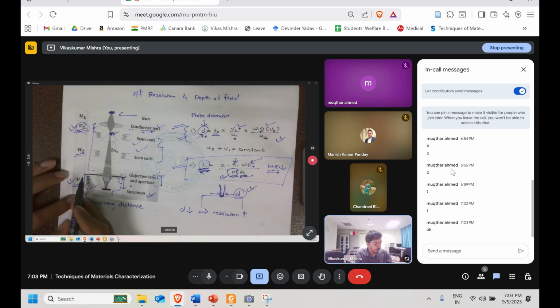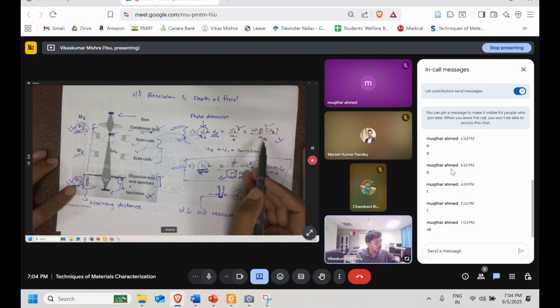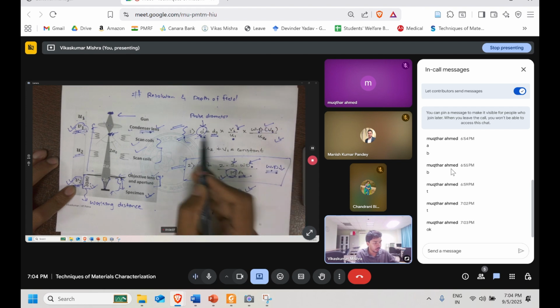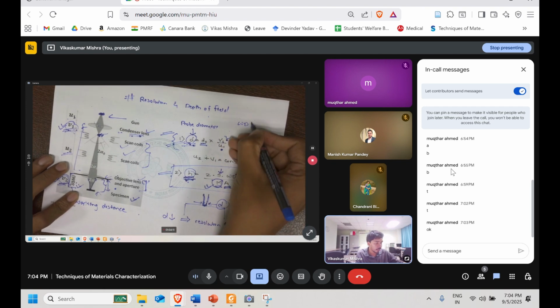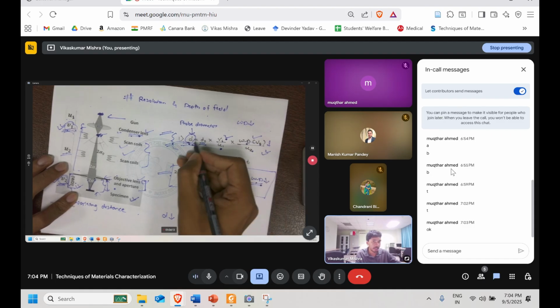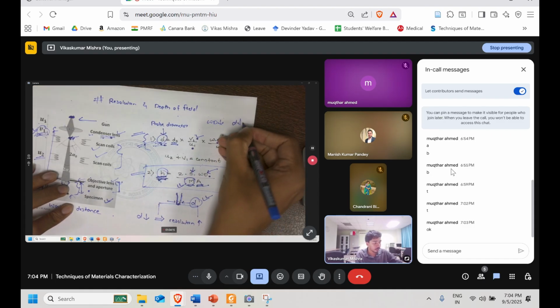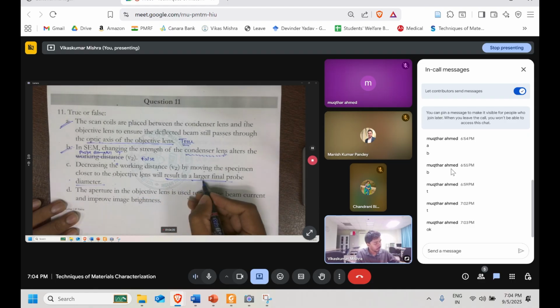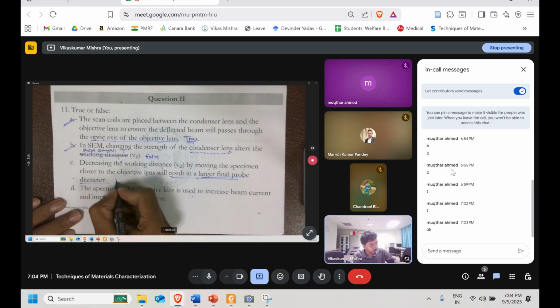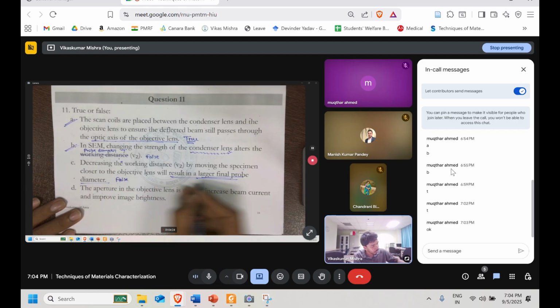Let's see. V2 we are decreasing, working distance decreasing, V2 decreasing. If we are decreasing V2, that is the working distance, what will happen to the probe diameter? The working distance is decreasing, so D will also decrease. So what will happen? Resulting in a larger final probe diameter? No, false. It will be smaller.